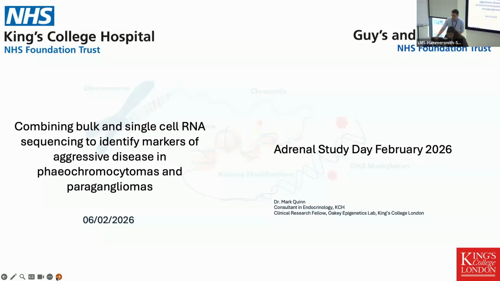Thanks, guys. So hi, everyone. My name is Mark Quinn. I am a consultant endocrinologist in King's College Hospital. And today I'm going to talk about the work that has been the basis of my PhD, which is still ongoing over the last few years in collaboration with GSDT and with King's College London. I'm going to talk about some transcriptomic approaches to identifying potential markers of aggressive disease in both pheos and paragangliomas.